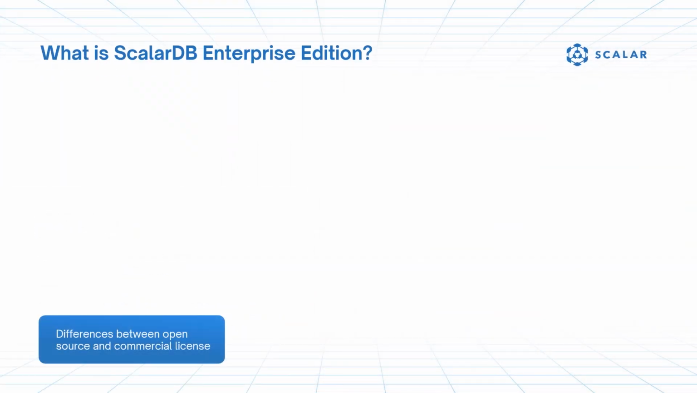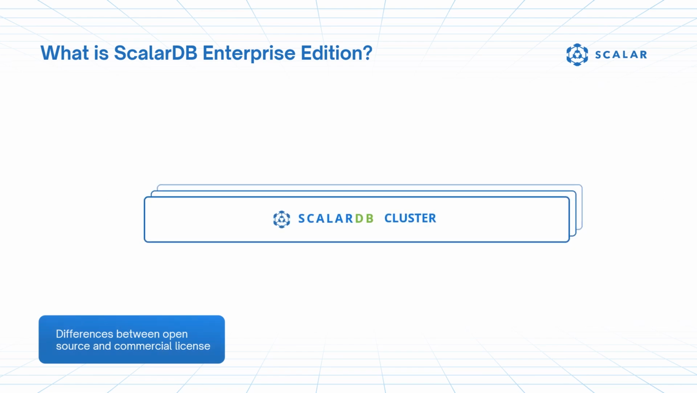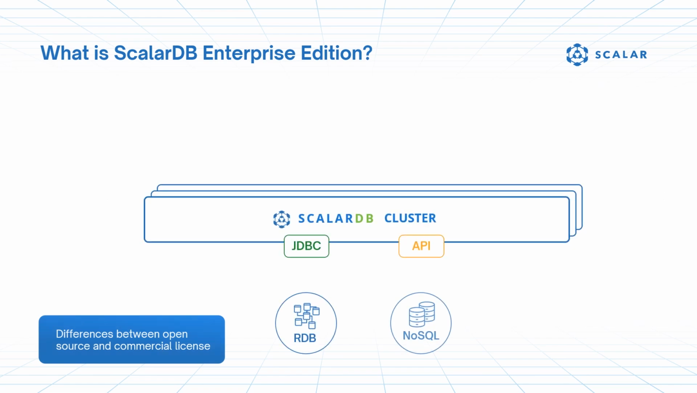Now let us understand what is offered in ScalarDB Enterprise Edition. ScalarDB is available in open source and commercial licenses. The Commercial Enterprise Edition comes in two versions. One is the standard version, and the other is the premium version.